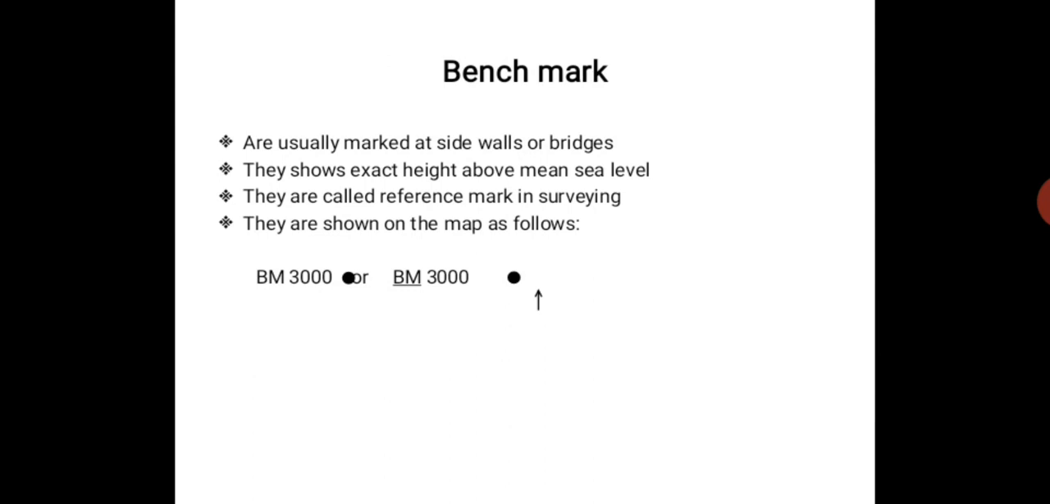You can see BM 200, BM 3000, or they can write BM 300/1. Those are just figures and they are benchmarks to determine the height above mean sea level.